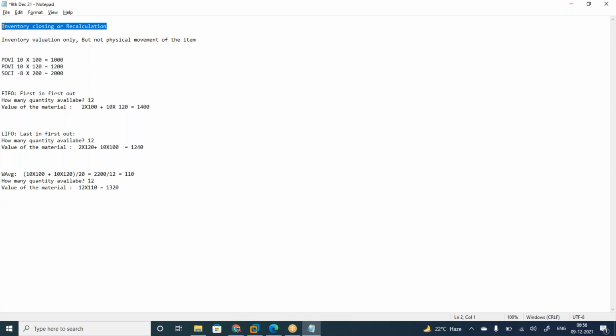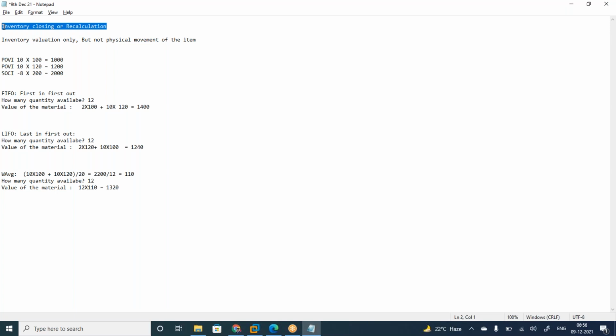It is a must. You need to execute that one. If it is moving average, it is not required. Only for moving average, it is not required. It will be calculated automatically. But as a best practice, inventory closing should be executed every day at least, or every week, or every bi-weekly or monthly.